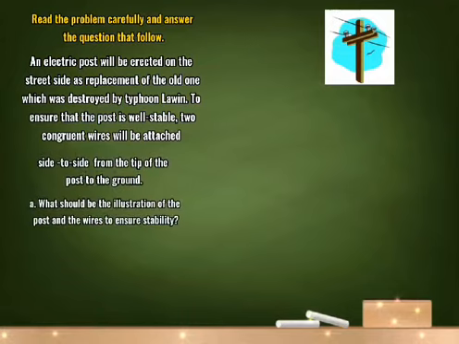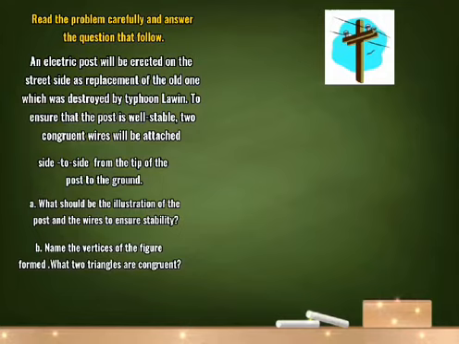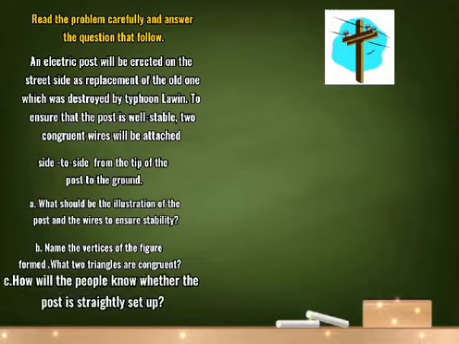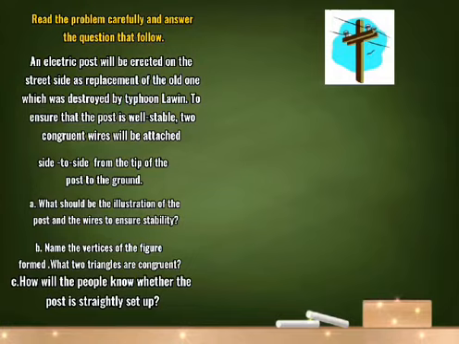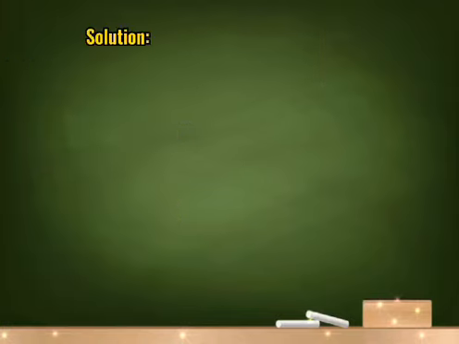Letter A. What should be the illustration of the post and the wires to ensure stability? Letter B. Name the vertices of the figure formed. What are the triangles? What two triangles are congruent? Letter C. How will the people know whether the post is straightly set up?